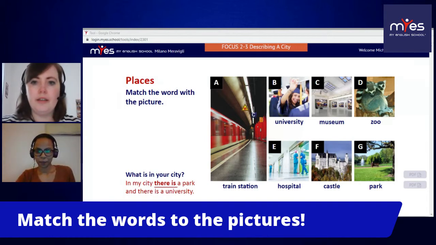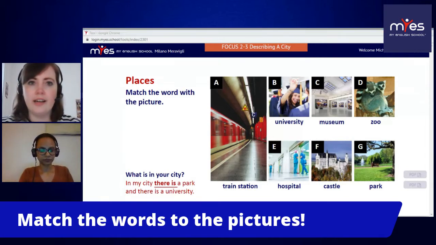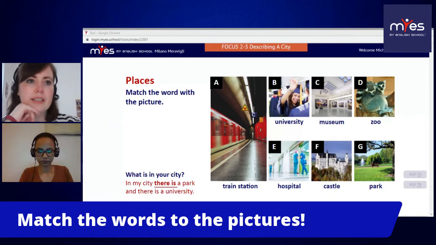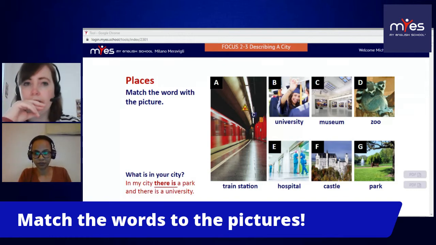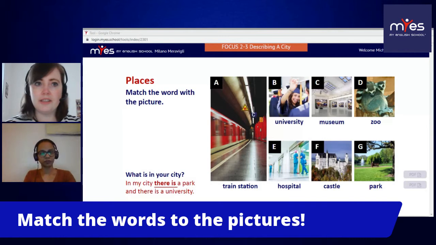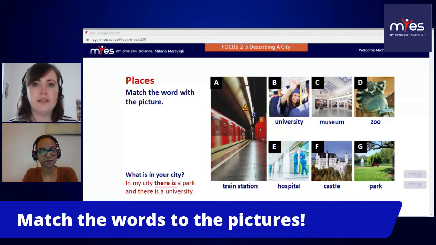Exactly. And then if it's plural, we can say there are. For example, in Milan, there are different universities. So universities, so we can say plural. Or there are a lot of universities. There are many museums.